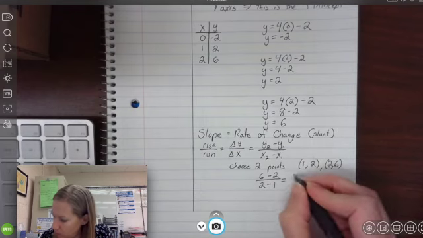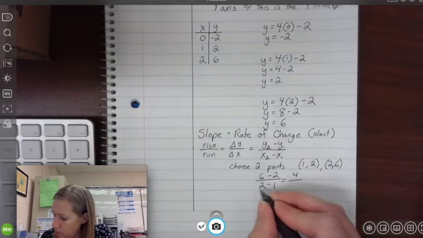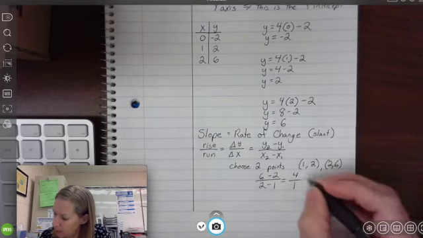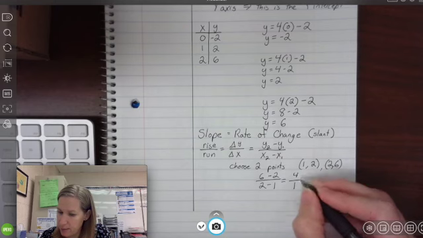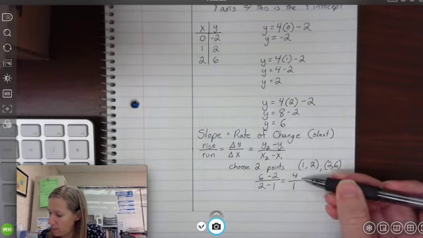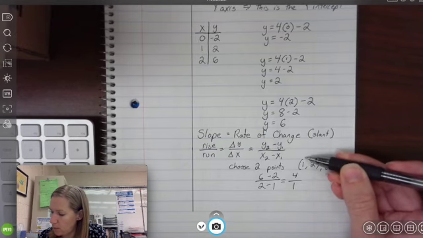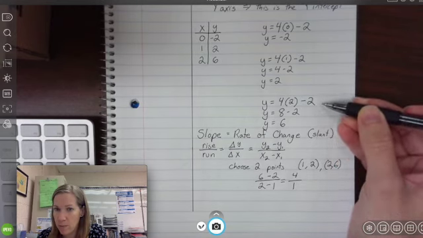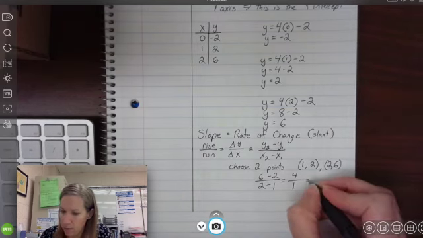6 minus 2 is 4. 2 minus 1 is 1. So this is my rise, and this is my run. So for every 4 that it goes up, it goes 1 over. 4 up, 1 over. Okay.